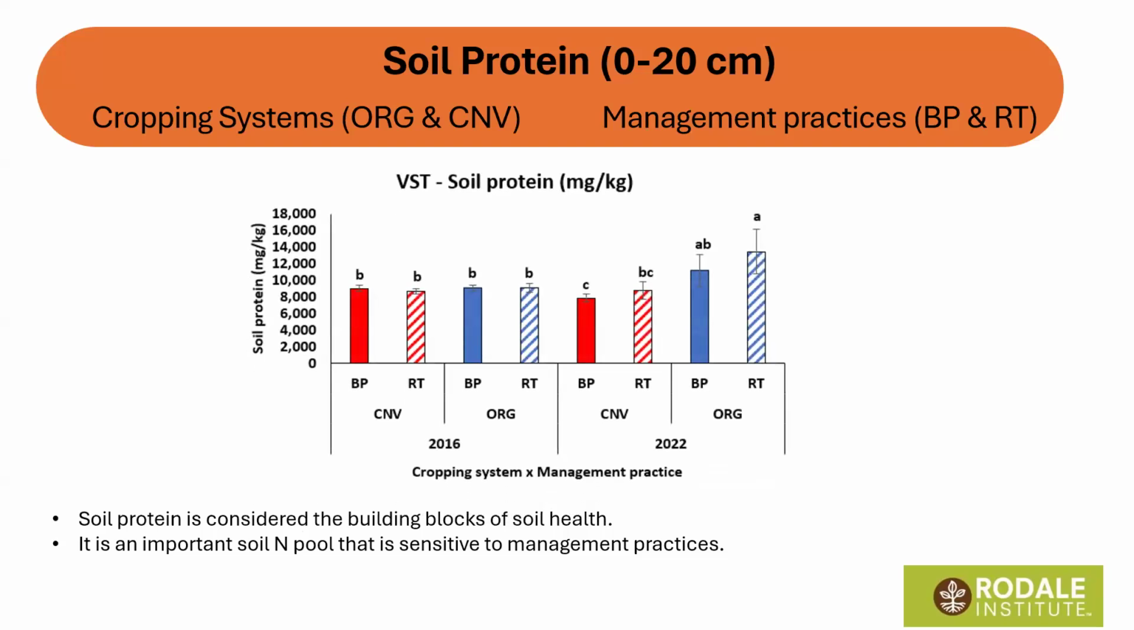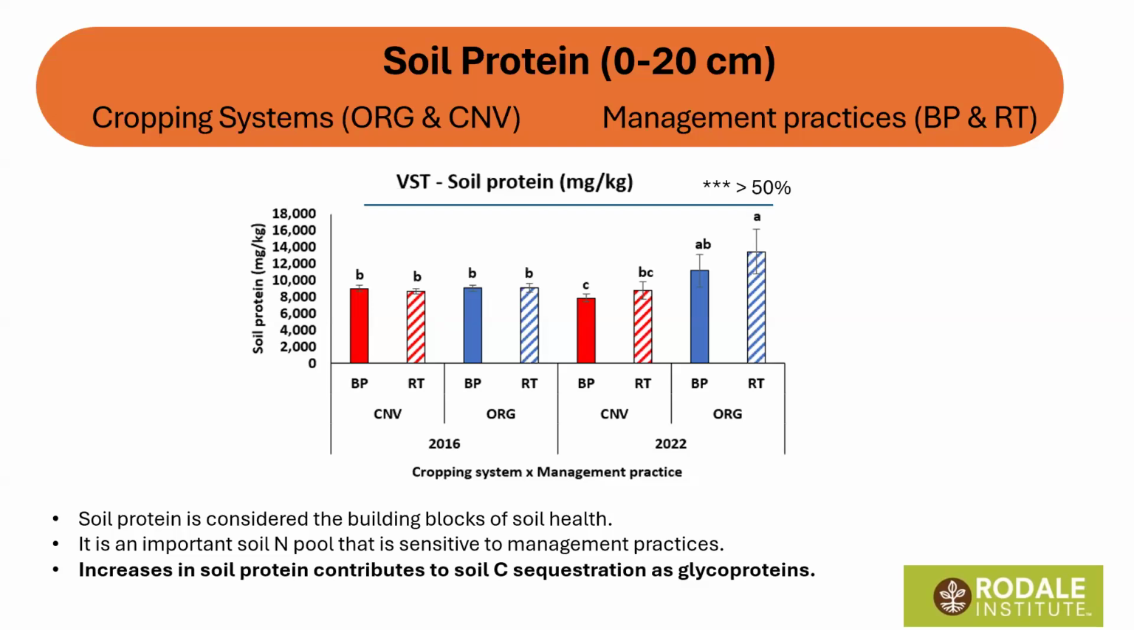So we look here again, and we see in the 0 to 20 centimeters that at the beginning they were all homogeneous, same level, but we have seen a decline in the conventional, especially in the intensive tillage, but a big rise in the protein in the organic reduced tillage than in the conventional. That increase in the protein was about 50% from the beginning in 2016 and was statistically different.